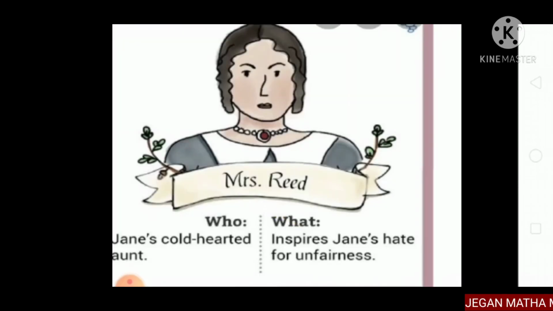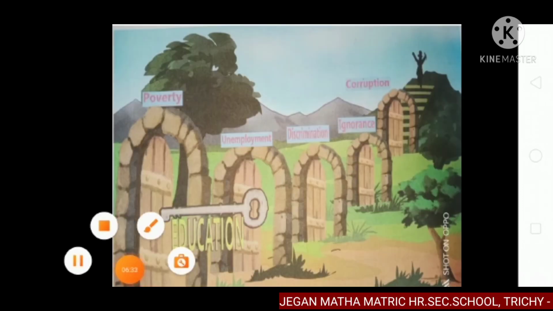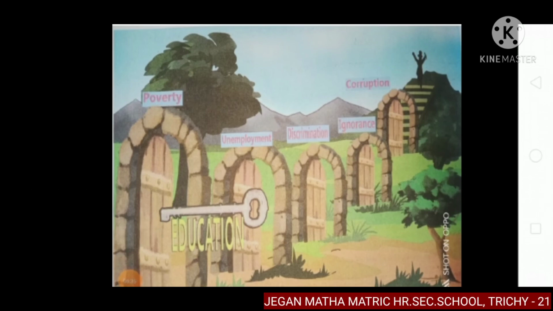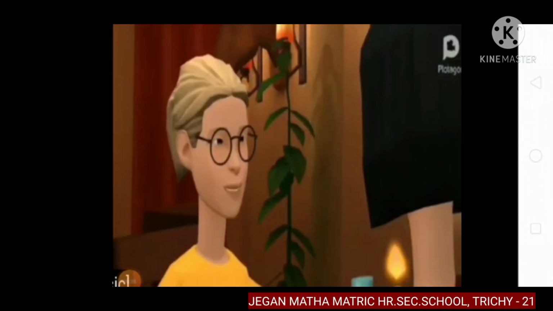Mrs. Reed has children. Who are they? Children Eliza, John, and Georgiana. So John, Eliza, and Georgiana now sit in the drawing room. Who are the children of Mrs. Reed? Tell me. Yes, Eliza, John, and Georgiana.